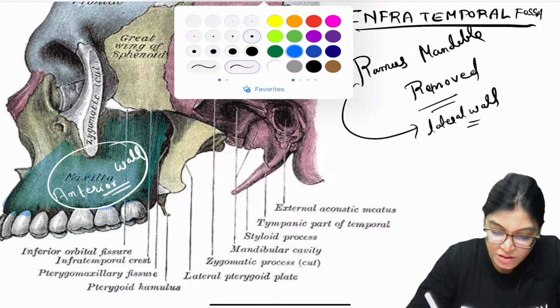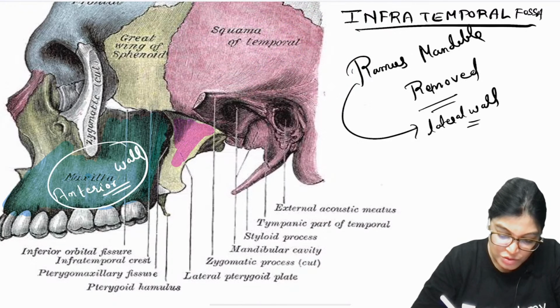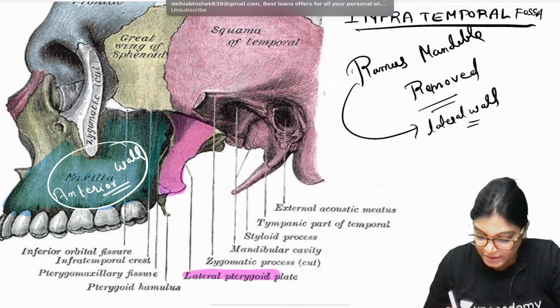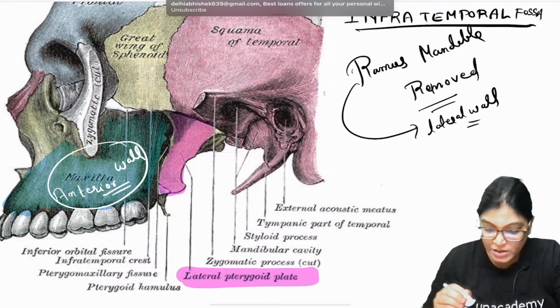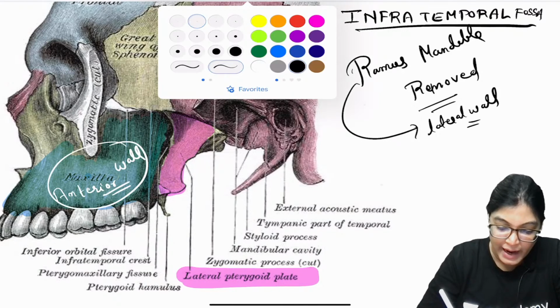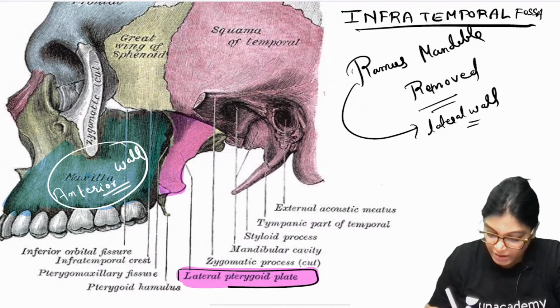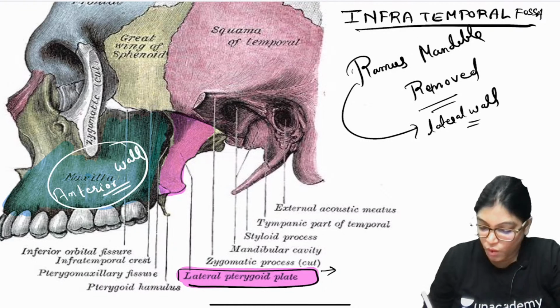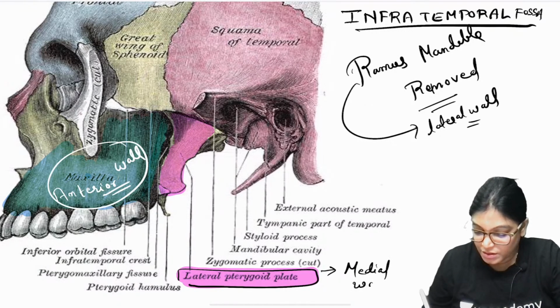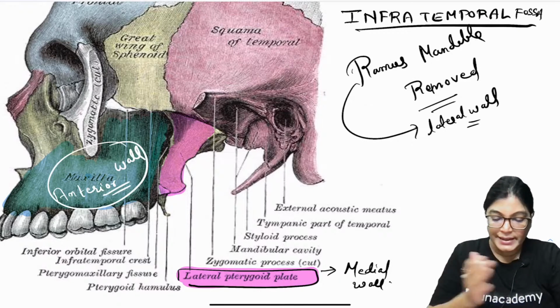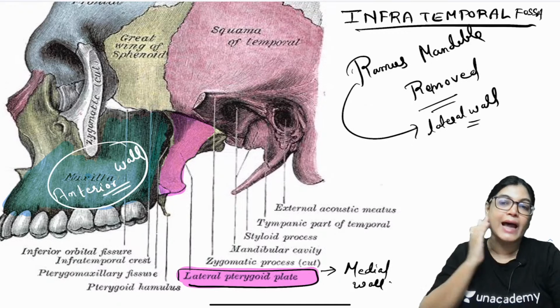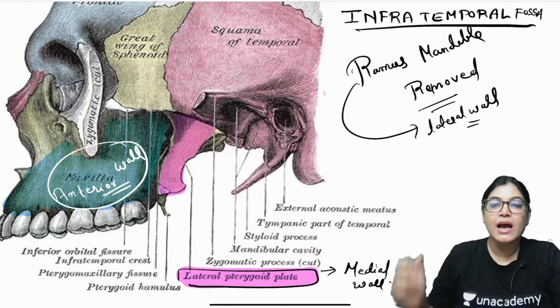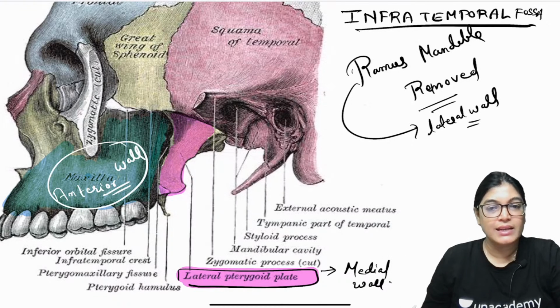Let me use pink color to highlight the pterygoid plate. See here, this is the lateral pterygoid plate. This lateral pterygoid plate is forming the medial wall of the infratemporal fossa. Got it? So the anterior wall is formed by the infratemporal surface of the maxilla, laterally there is the ramus, which we have removed, and the medial wall is formed by the lateral pterygoid plate. Got it?